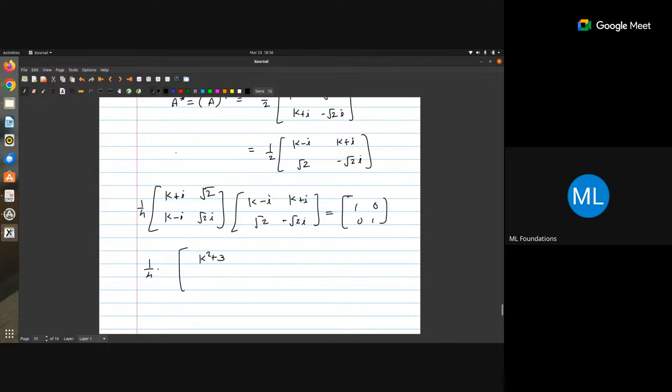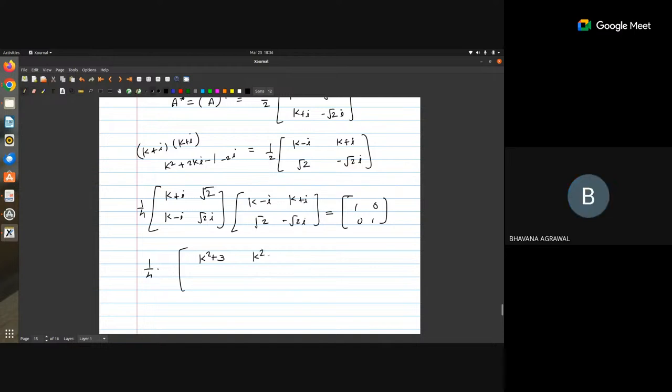So this is k plus i into k plus i, which is a square plus b square, right? No, it will be a plus b whole square. It will be k square plus 2ki minus 1. And here it is minus 2i. Minus 2i only, okay. So this will become k square minus 1 plus i into, okay, maybe I'll.